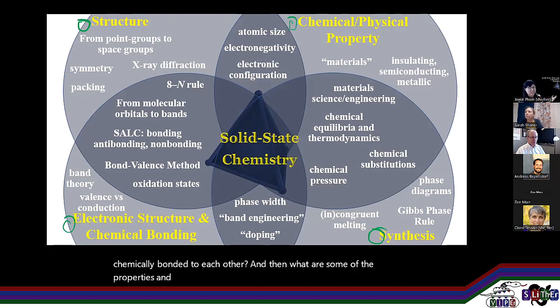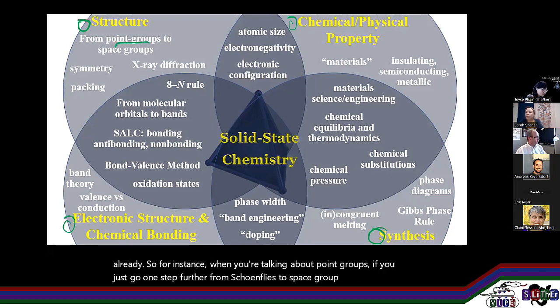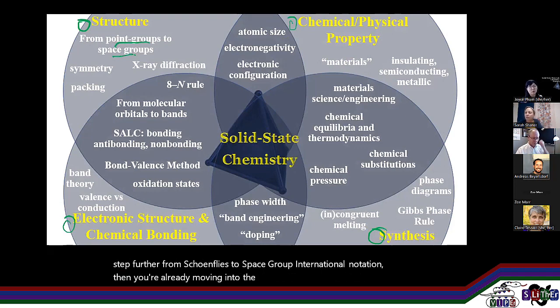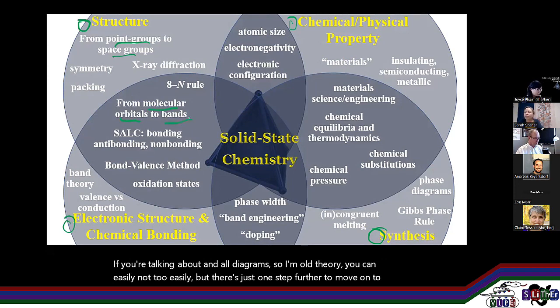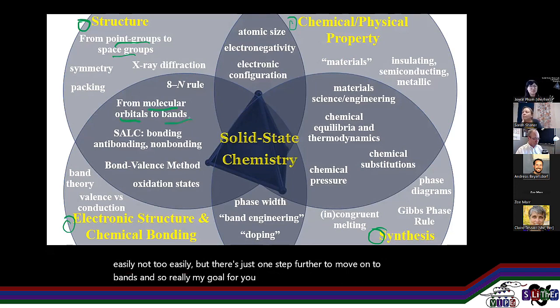And that's really chemistry. But I would say that when we're teaching solid state chemistry, we're utilizing all of those concepts already. For instance, when you're talking about point groups, if you just go one step further from Schoenflies to space group international notation, then you're already moving into the solid state chemistry portion of structure. If you're talking about MO diagrams, MO theory, this is one step further to move on to bands. And so really my goal for you today, hopefully, is for you to see how natural it is to tie concepts, for instance even the octet rule, that we teach our students to introduce them to solids.